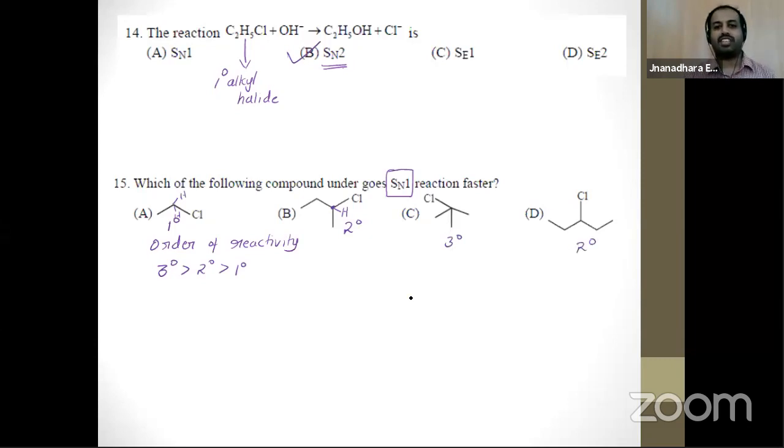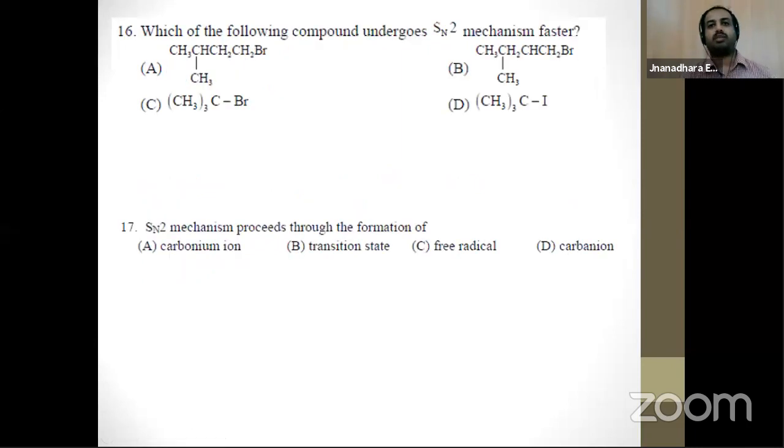So which comes first in the reactivity order? Tertiary. Which is tertiary here? Option C, no doubt. Option C is the correct answer. That was again an easy question. Okay. Next. We'll proceed further. Question number 16. Which of the following compound undergoes SN2 mechanism faster?